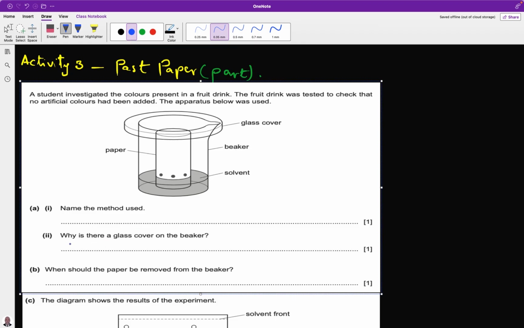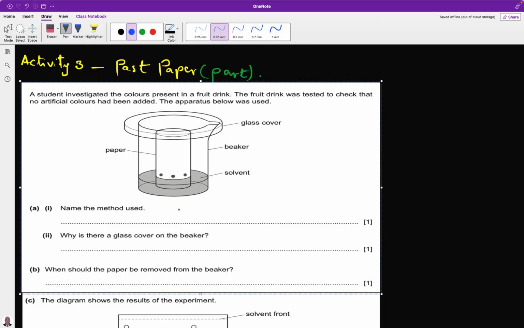Sub 2. Why is there a glass cover on the beaker? Either you use a glass cover or you use any lid. Here it is a glass cover. The glass cover is to prevent the solvent from evaporating. Definitely, the solvent present here is volatile.